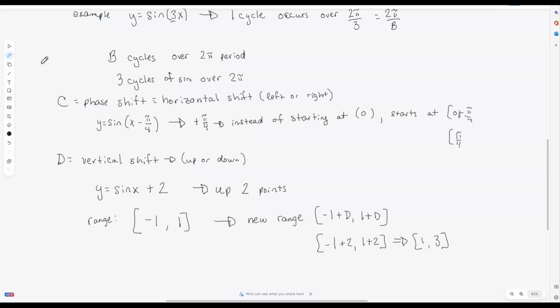So now you put all these things together and you should be able to graph a sine or cosine function. So the next video I'm going to do will be graphing an example, okay? So hopefully that helps better.